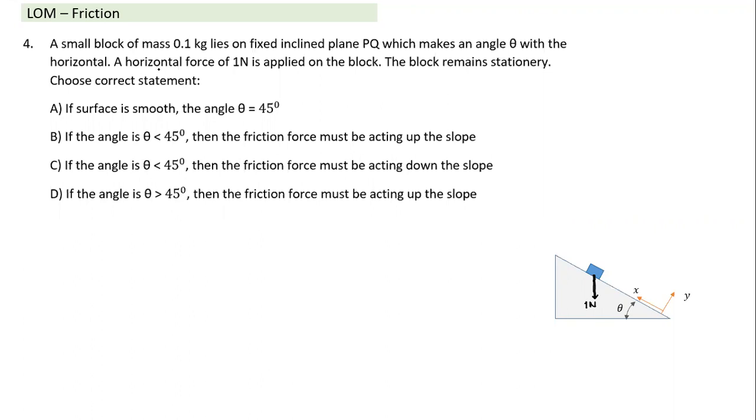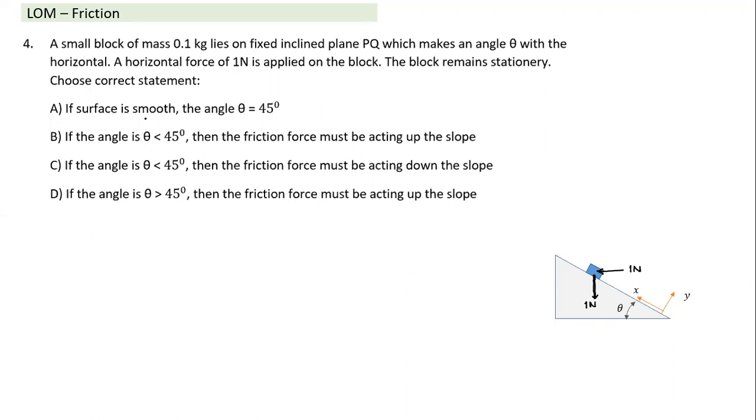What else is given here? A horizontal force of 1 Newton is applied on the block. So in addition, we also apply a horizontal force of 1 Newton. After we apply this 1 Newton force, we find the block remains at rest, and this angle is theta. Now choose which of the statements is correct.